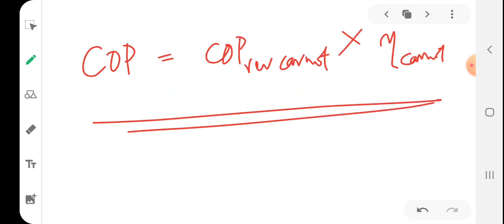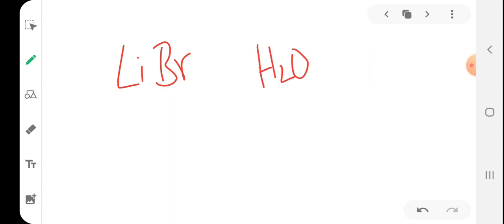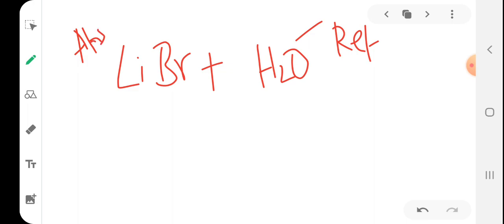So I hope you have understood the basics of the vapor absorption system, its advantages, its thermodynamic requirements of the refrigerant absorbent mixture, the difference between VCR system and VAR system, the expression for COP and all. Now different types of vapor absorption systems are there. There is a system working on lithium bromide plus water. Here water is the refrigerant, lithium bromide is the absorbent.